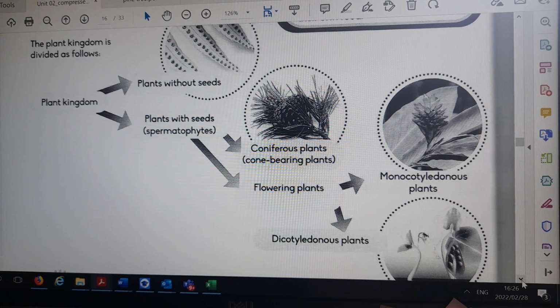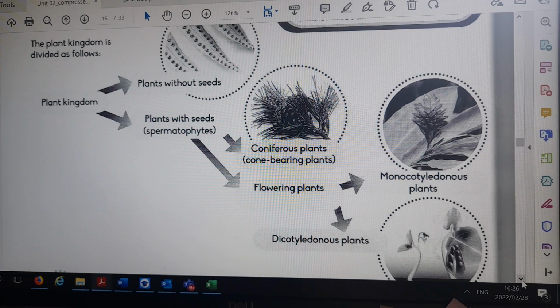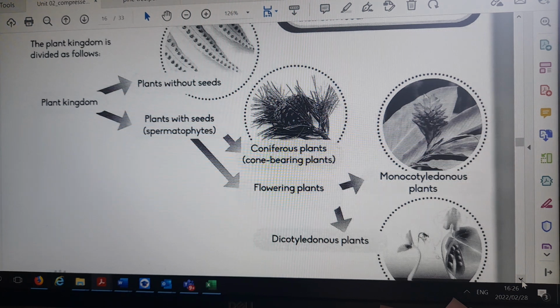Hello everyone. This is grade 7 natural science, and we are looking at biodiversity. In our previous lesson, we looked at the plant kingdom and plant diversity, and we focused most on the first part, which was plants without seeds. Today we are going to look at plants with seeds, and we call them spermatophytes.